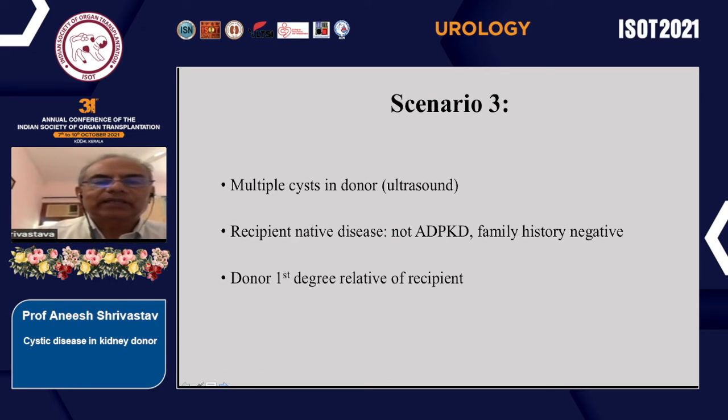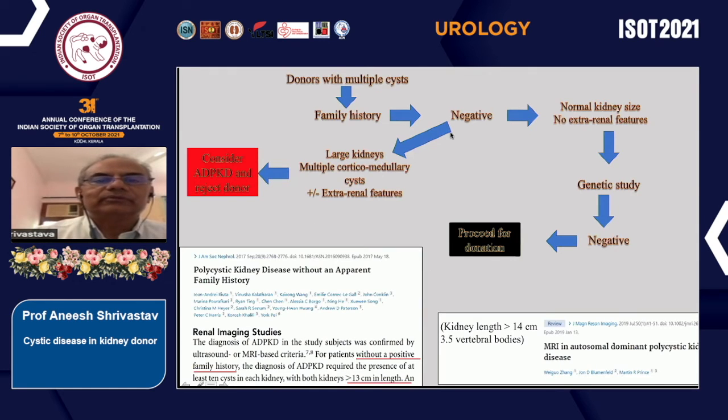Now, in the third scenario, there are multiple cysts in the donor, absolutely no family history. How do we go about it? If there is a negative family history, I would suggest a good MRI. See if the kidneys are large and there are extrarenal features; if so, reject. If the kidneys are normal size with no extrarenal features, still do a genetic study, and only if it is negative, then proceed. These are the papers below showing the kidney size and the use of genetic study.